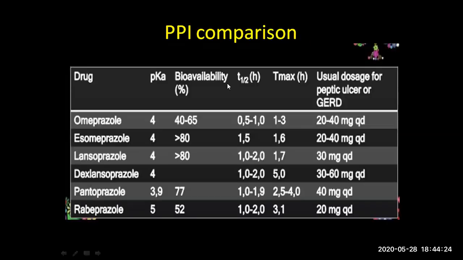And while comparing the different proton pump inhibitors, as you can see here, the bioavailability of esomeprazole and lansoprazole is more than 80%. And also the usual dosage is also different. Omeprazole and esomeprazole have similar dose, 20 to 40 milligrams, and lansoprazole is given at a dose of 30, dexlansoprazole at 30 to 60 milligrams, pantoprazole at 40 milligrams, and rabeprazole at 20 milligrams. Usually all these drugs are given once daily.